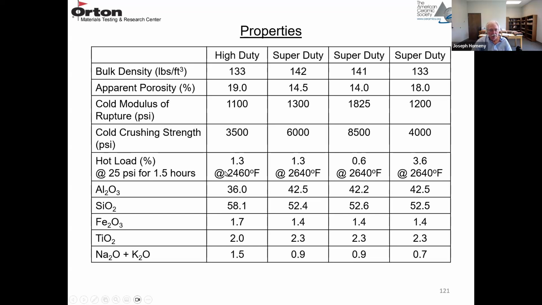So this high duty is tested at 2460 degrees F, and then you go up to Super Duty, they're tested at a little higher temperature, 2640 degrees F. So this one is a little bit high in this deformation. So this high duty is about 36% alumina, and the Super Duties are a little more than 40% alumina, and then the balance would be silica and Fe2O3, TiO2, and the alkali oxides are your basic impurities.